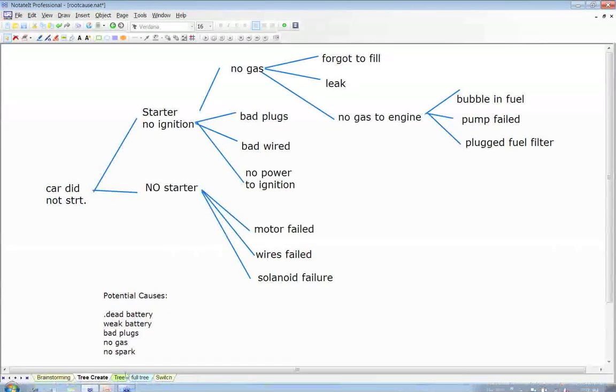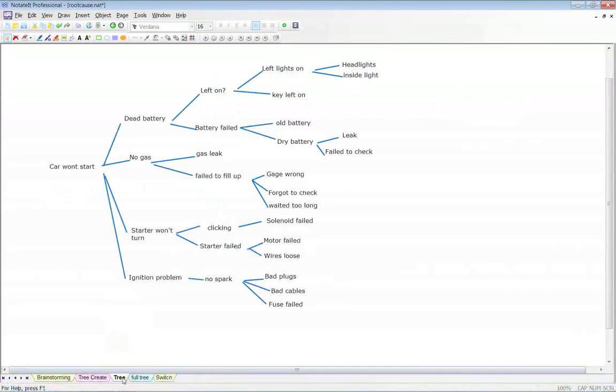Now I have a completed one on the next piece here. Hope you can read it. It's probably a little small on your screen, but I went through all the things that cause your car not to start, beyond the one where the starter's spinning. But you can walk through this, and if you think about it, it's really a troubleshooting guide at some level. You can walk through to the end. Now you treat everything on the far right as a potential cause.